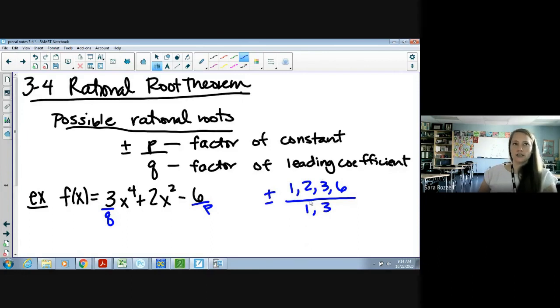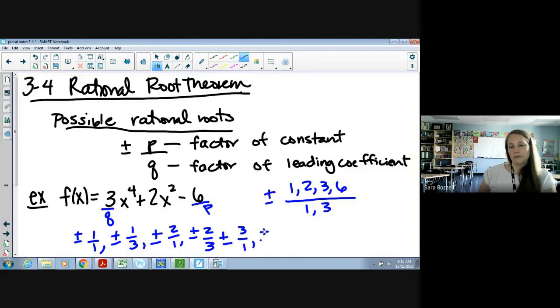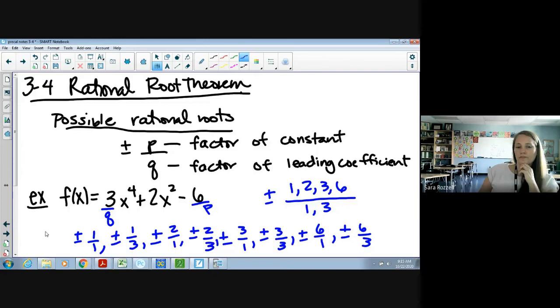So all the combinations of these 4 numbers on top and these 2 numbers on bottom are going to be our possible rational roots. So I can write them out. If you don't want to write them all out, if you can see it from there, that's fine. So I could have plus or minus 1 over 1, plus or minus 1 over 3, plus or minus 2 over 1, plus or minus 2 over 3, plus or minus 3 over 1, plus or minus 3 over 3, plus or minus 6 over 1, plus or minus 6 over 3. Some of those are duplicates because 6/3 is the same thing as 2, but I just wrote out all of the combinations. Okay.